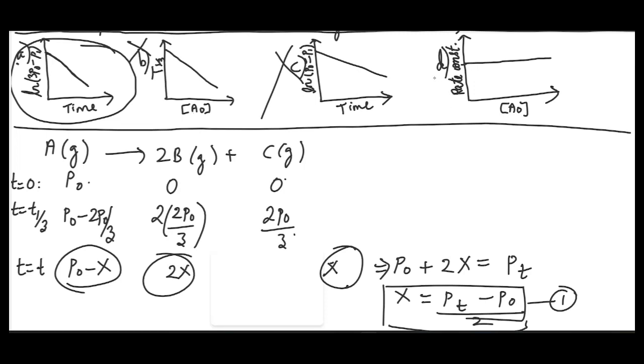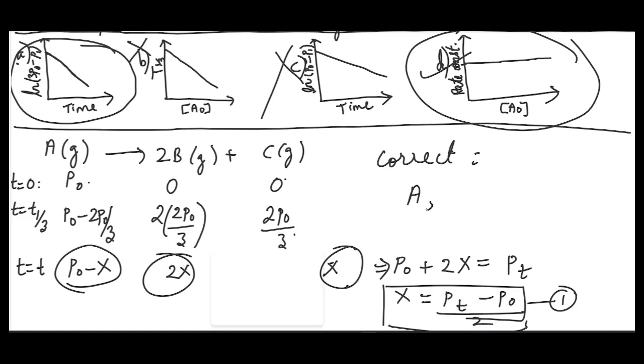And option D is obviously correct because the rate constant is always a constant irrespective of what the initial concentration is. So this we already know. So the correct answer is option A and option D.